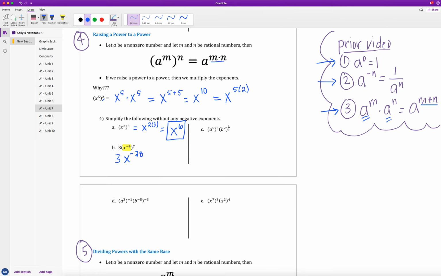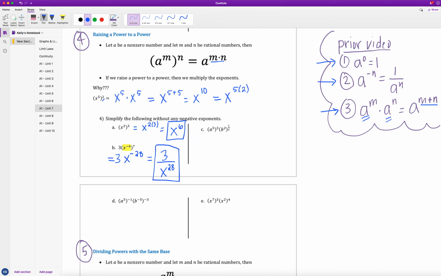Now I have to keep going with this, because if I look back at my instructions, it said to simplify, which we've done, but it says to simplify without any negative exponents. So this is where that second property from our last video is going to come into play. To simplify something with a negative exponent, I can flip that part down to the denominator. The 3, remember, doesn't have a negative exponent, so the 3 will stay in our numerator, but I can rewrite the x as x to the positive 28 down in the denominator.